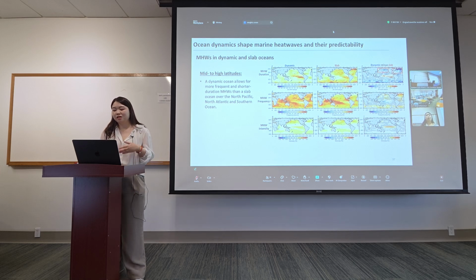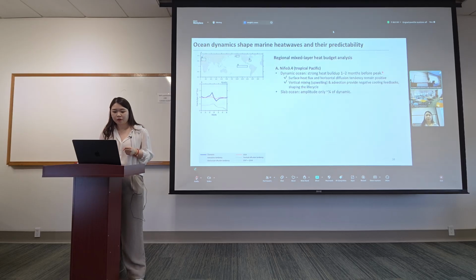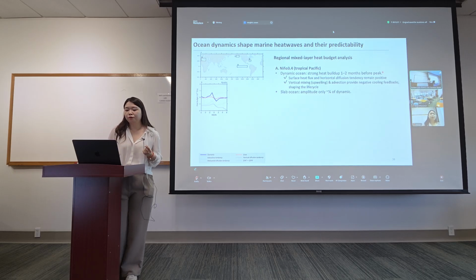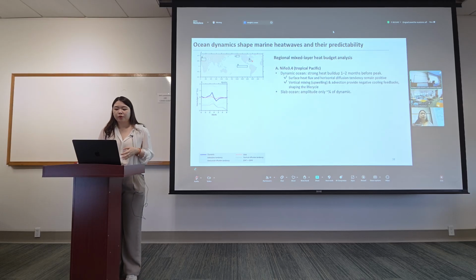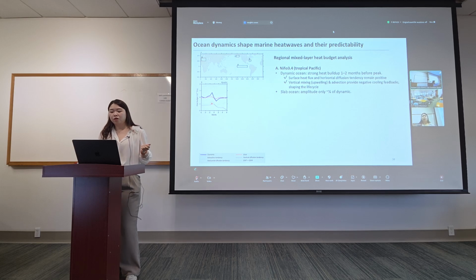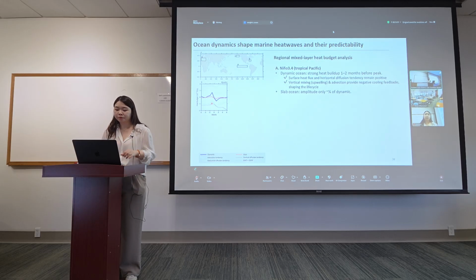Because we want to dig deeper, we turn to a regional mixed layer heat budget analysis. Here we focus on 4 hotspots: the Niño 3-4 region, the Mediterranean Sea, the Gulf of Alaska, and the Gulf Stream. For each region, we line up the heat budget around the peak of the marine heat wave, which is month 0, and then we look 6 months before and 6 months after. This way we can see how the different heat budget terms evolve over the whole marine heat wave life cycle.